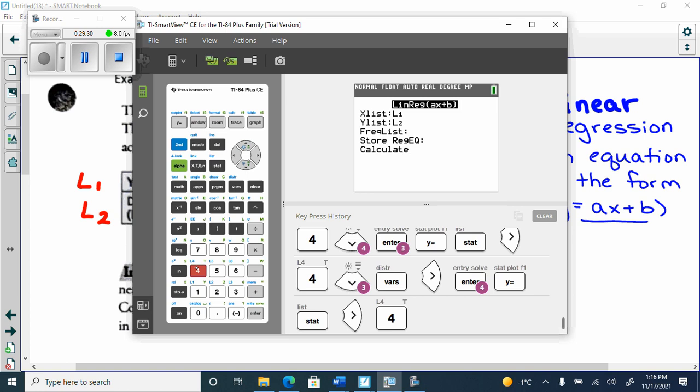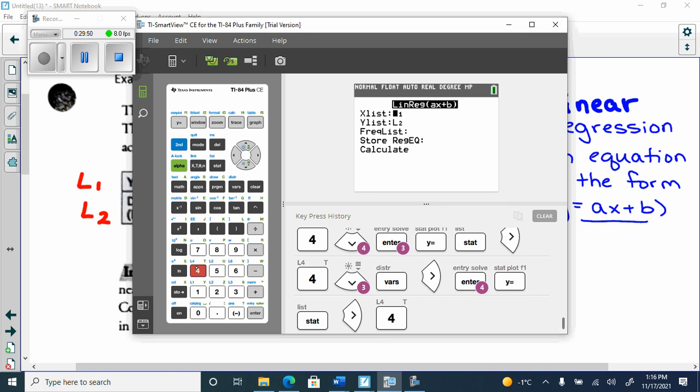You don't have a store regression equation spot or option. Like, you don't have that option, correct? So you have to go a different route to get it to store. So you now have the equation. We agree? Yeah. Go quick. So you, on the older calculators, you're now going to use the older calculator steps.